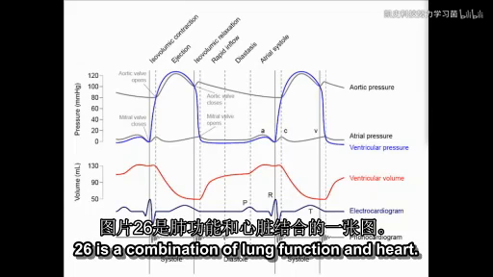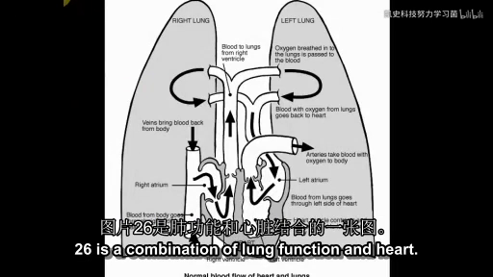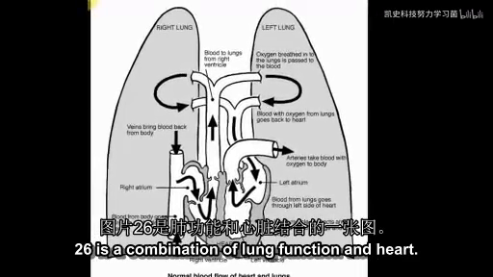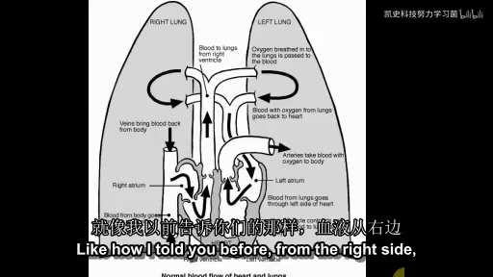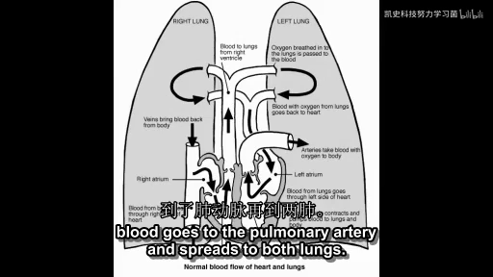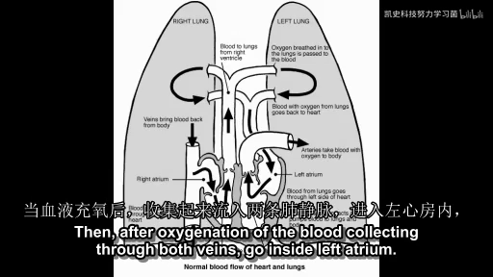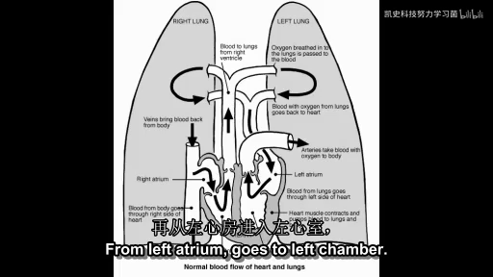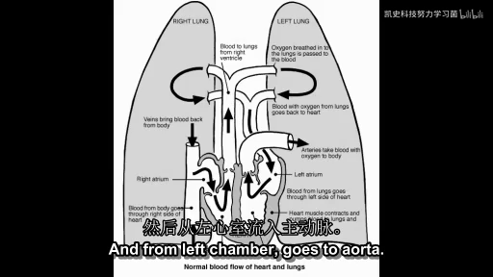Okay, 26 is a combination of lung function and heart. What I told you before: from the right side, blood goes through the pulmonary artery and spreads to both lungs. Then after oxygenation, the blood is collected through the lung veins and goes inside of the left atrium. From the left atrium it goes to the left chamber, and from the left chamber to the aorta.